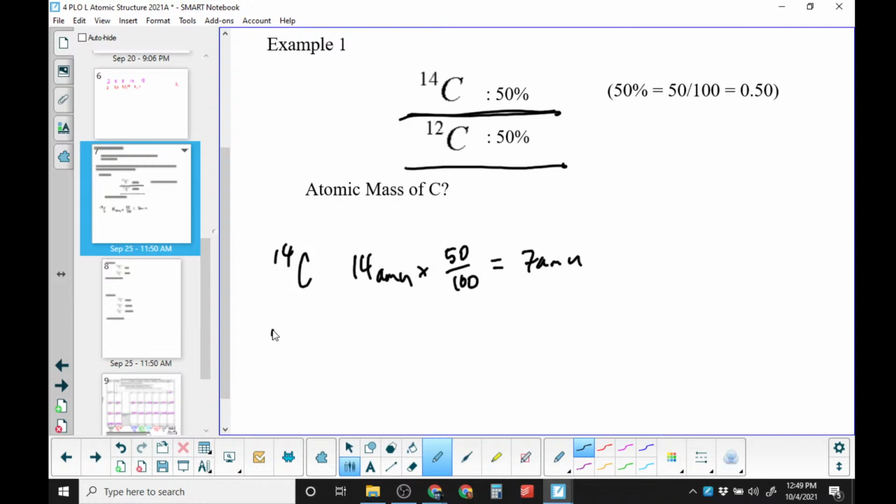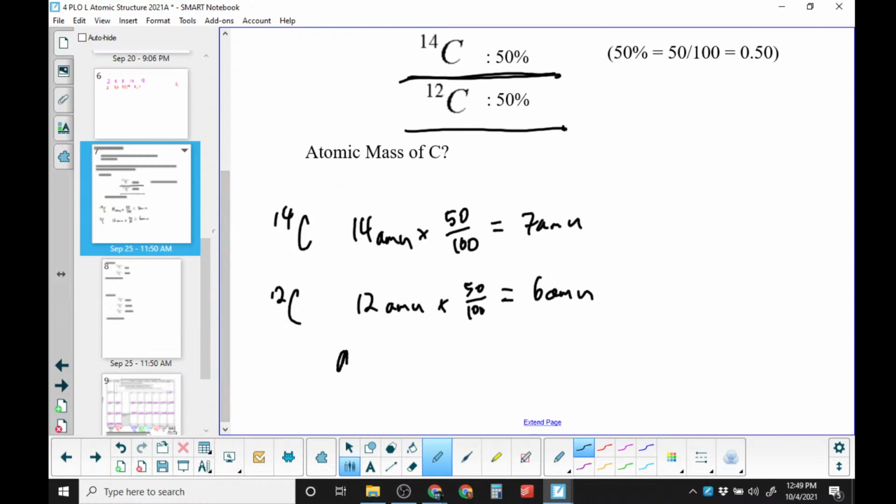And then you go, well, now I'm going to do the carbon 12. So I have 12 AMU times 50 over 100, which is 0.5. And I get 6 AMU. So half of it weighs 7 and half of it weighs 6. So the total mass, you add them together.